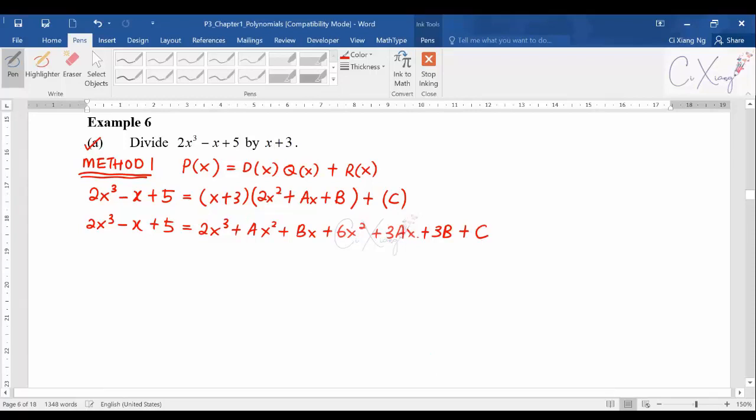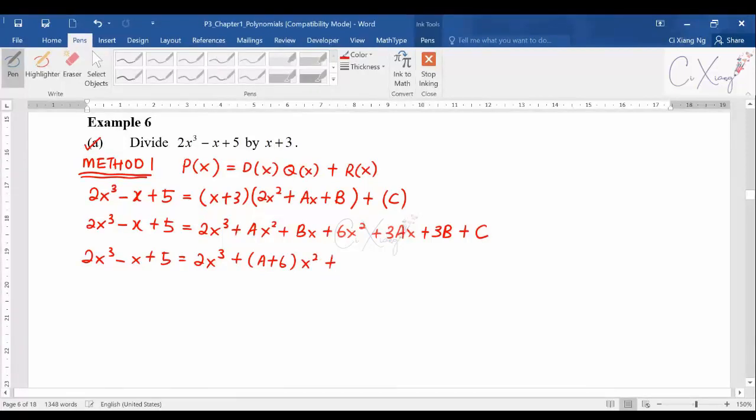You expand these two brackets, and then this is what you get. After that, what you need to do is collect all the x terms with the same power together. So this one, I'm having 2x power 3. Then for x squared, I'm having ax squared and also 6x squared. So when I write out, I can write it as a plus 6, x squared.